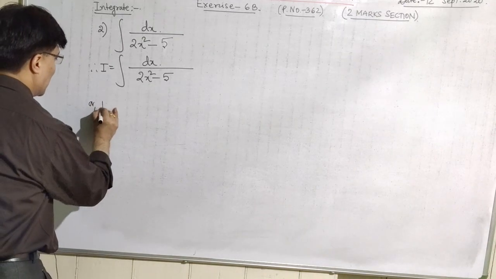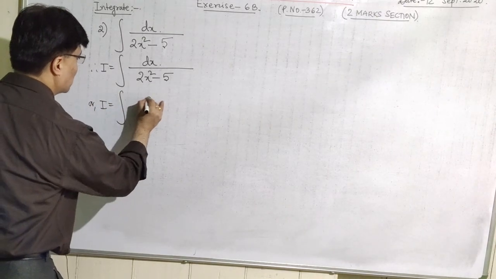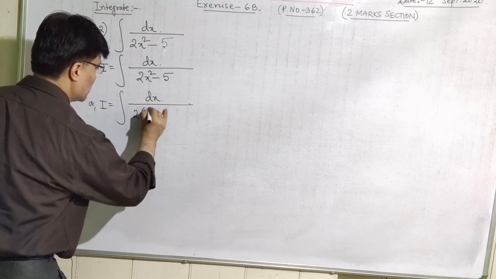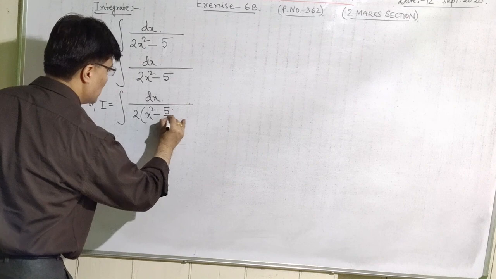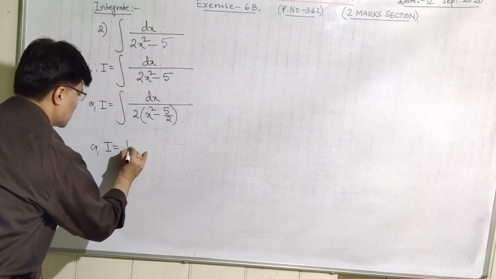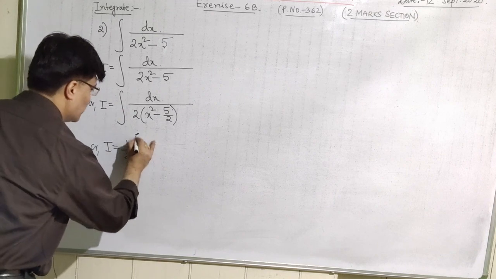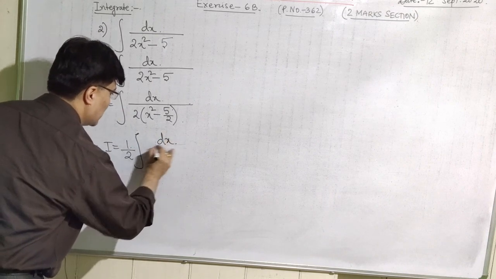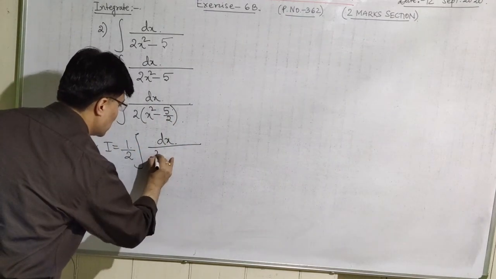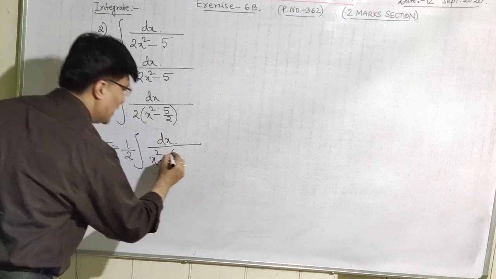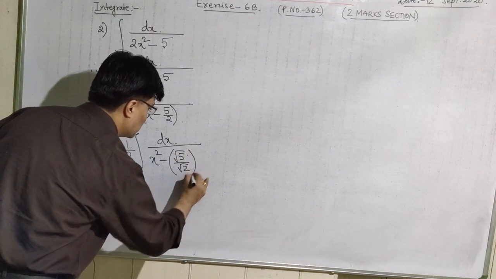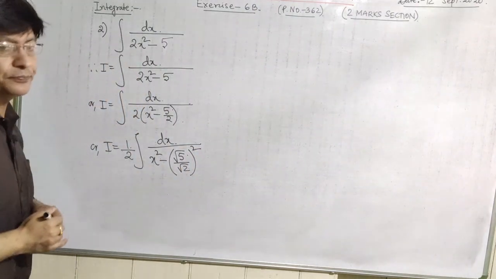So I is equal to integration of dx divided by, 2 is taken common here, so it is x square minus 5/2. Or I is equal to, which constant is taken outside? 1/2. Integral dx divided by, let us convert into standard form. This is x square minus, what is a whole square? It is root over 5 divided by root over 2 whole square.